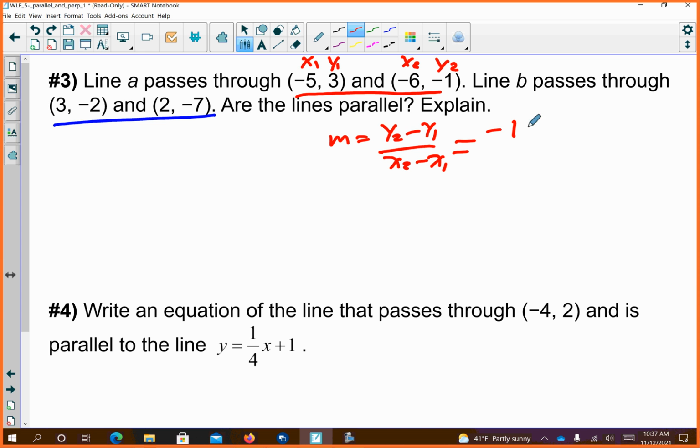So I get negative 1 minus 3 over negative 6 minus 5. So on top, that's negative 4. On bottom, that becomes negative 1. So I get a slope of 4.